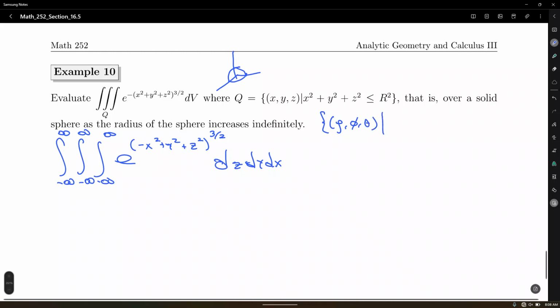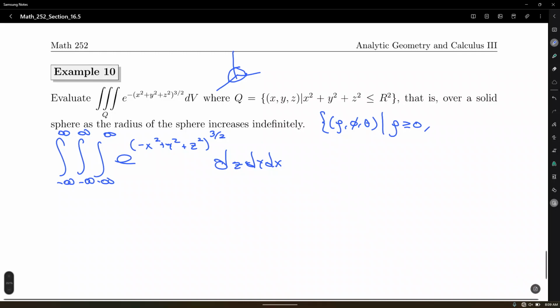So number one, how is the radius changing in this case? The radius is increasing indefinitely, right? That means the radius is greater than 0. So maybe it contains the origin and increases indefinitely all the way to positive infinity, right? So those are going to be our limits for the radius.